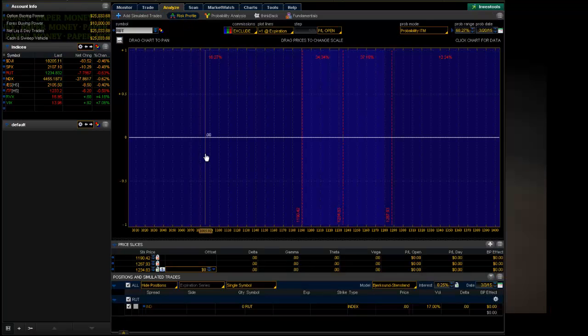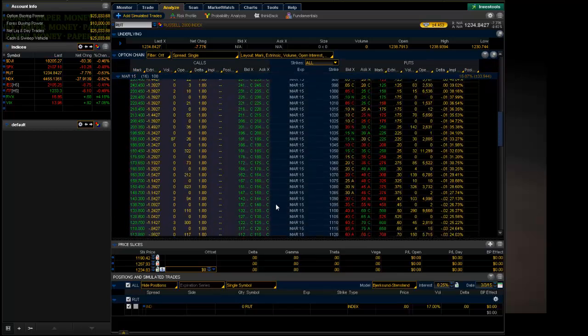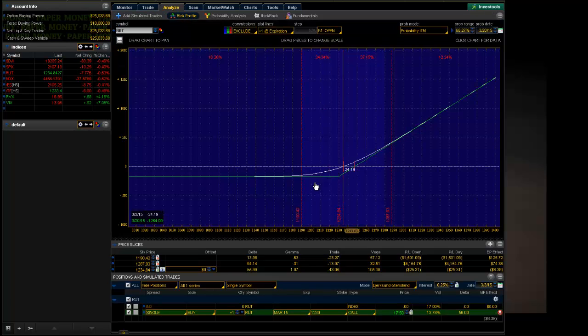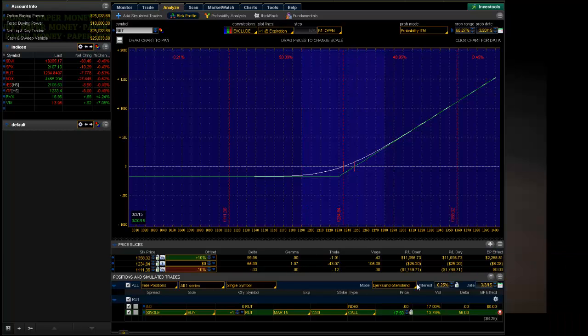So let me just show you here. If I wanted to go back to modeling that directional call that we did last time, now all of a sudden I've got a risk profile. Well, let's say I want to set a trigger or an alert under the price slices section. I want to set it to plus or minus 10% plus base. Well, now it tells me where the market is at and tells me what a 10% move up or down is based upon the current levels of volatility.